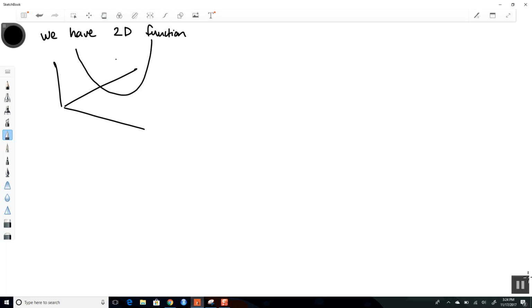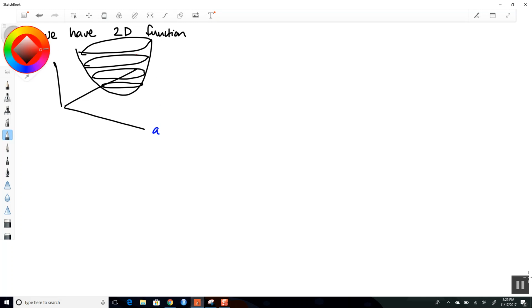Okay. So let's say we have a two-dimensional function. So if we draw, let's say we've got some paraboloid, right? So this is supposed to look like some kind of bowl here. And basically, we'll call this A, and this one over here will be dimension B.